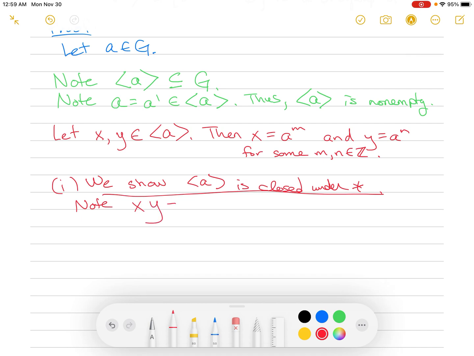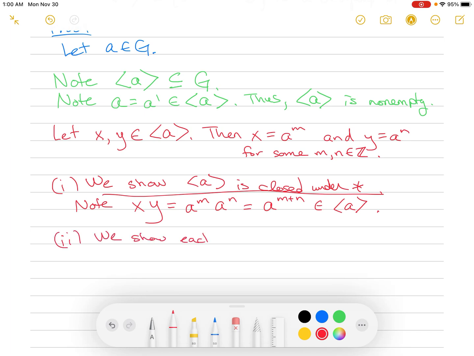Okay, so what we're going to do, we're going to take x star y. So that's going to be what? A to the m. Start with A to the n. And we know the properties for elements of groups involves adding the power, so you're going to get A to the m plus n. Now A to the m plus n is just a power of A, so this is an element of angular brackets A. Okay, so we have closure, right? x star y is in angular brackets A.